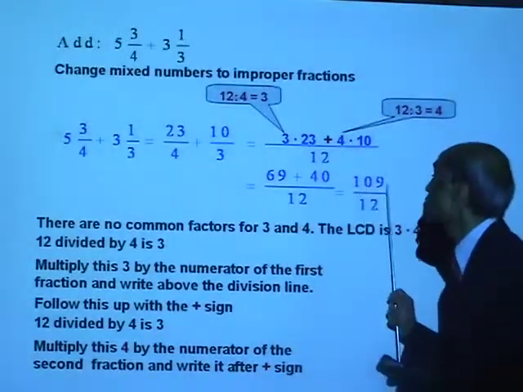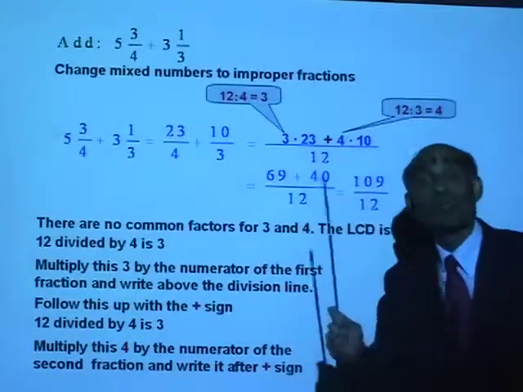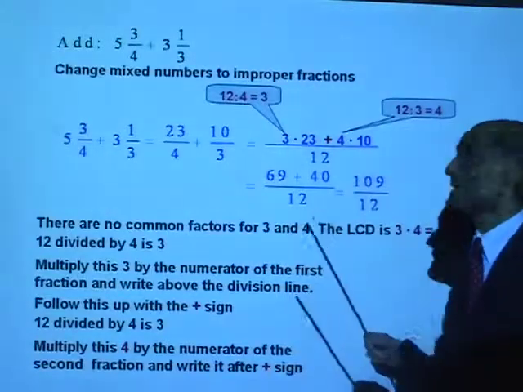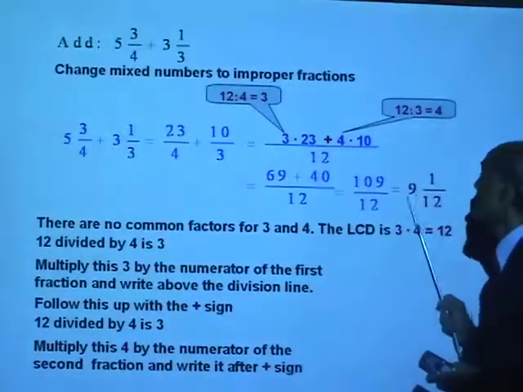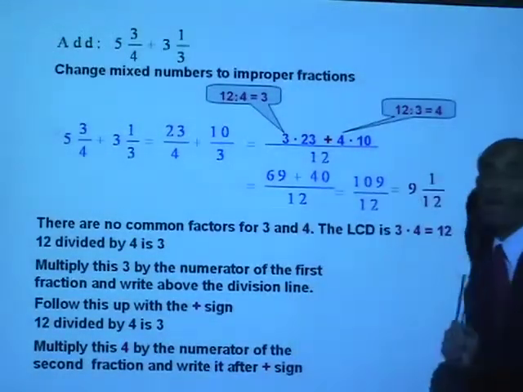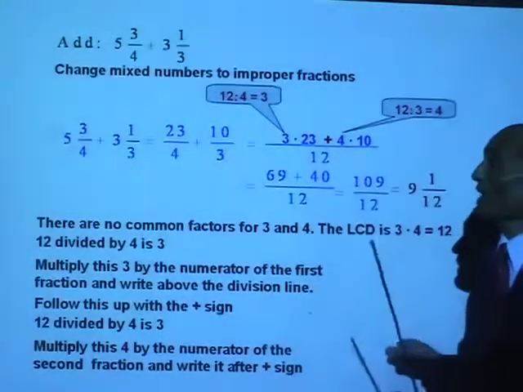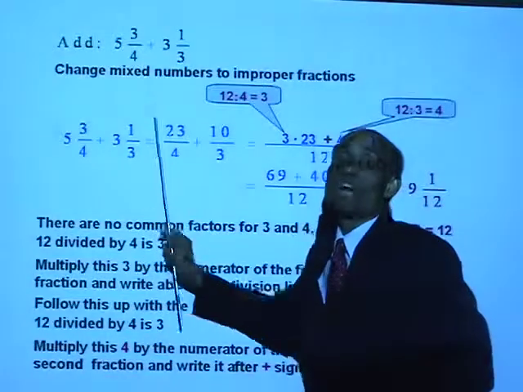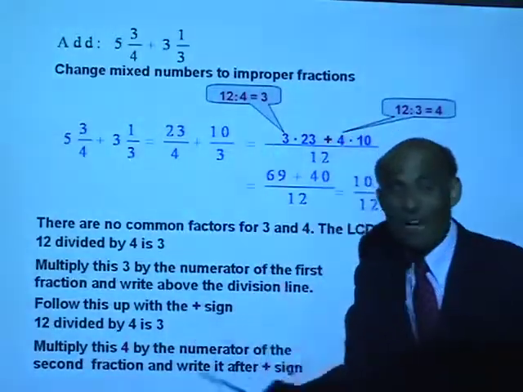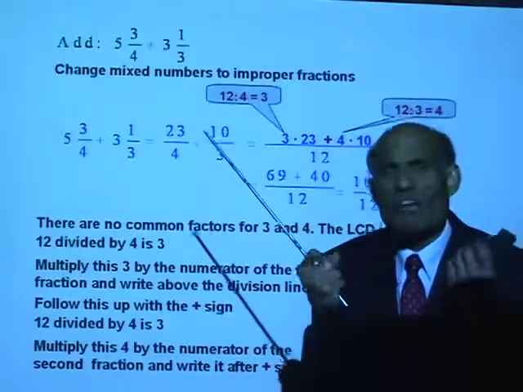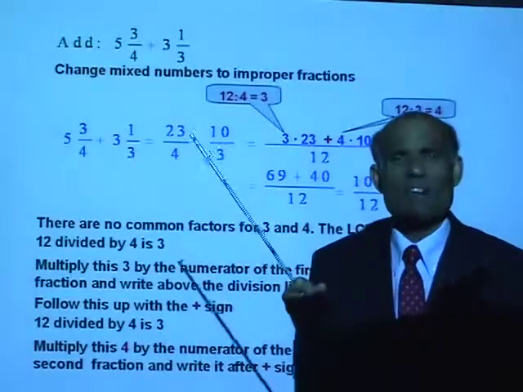So how many 12s are there in 109? There are 9 12s there. So you get 9 and 1 over 12. 109 over 12 is 9 and 1 over 12. I want you to do this now on your own. Practice this method of adding fractions. Now you got to feel comfortable adding fractions.